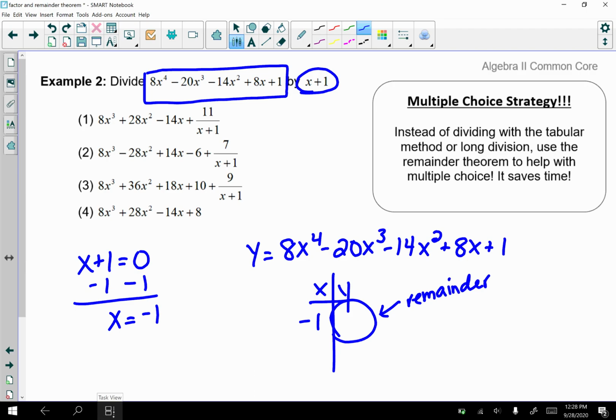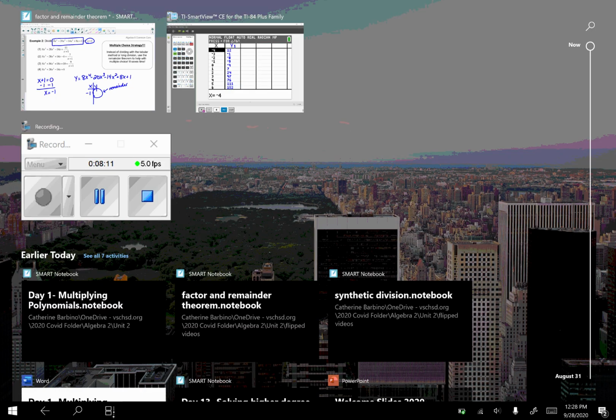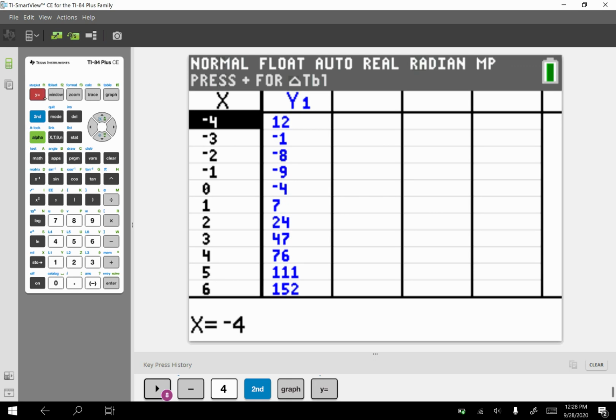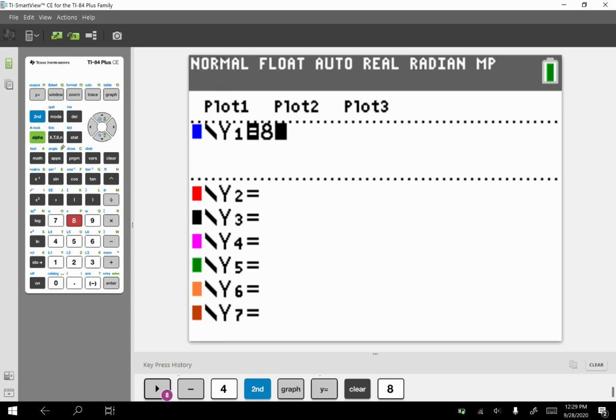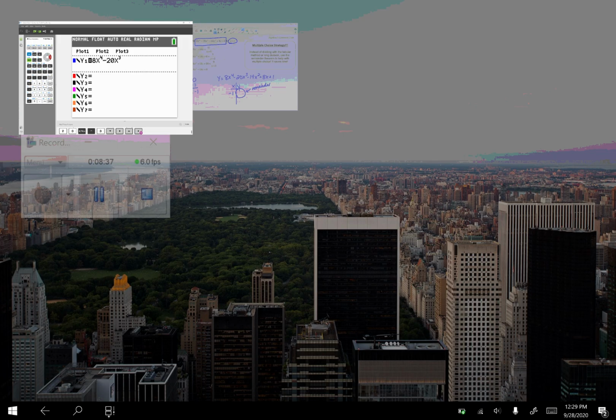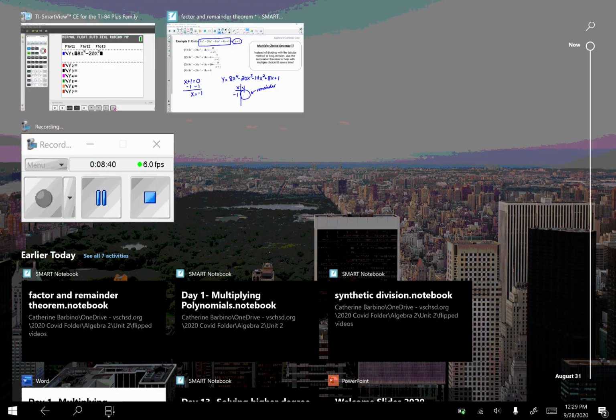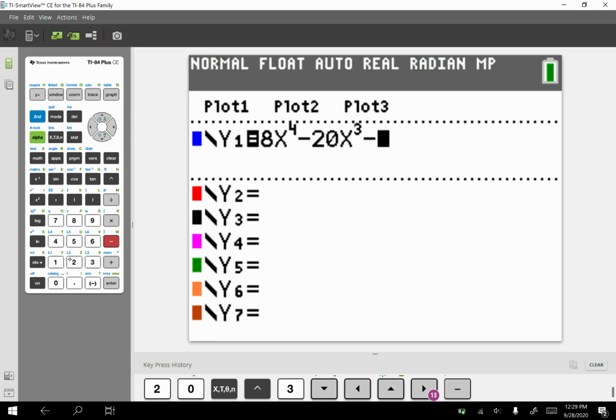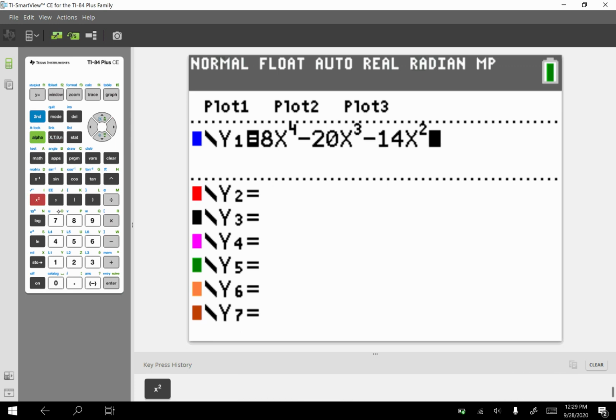So let's go to our calculator, go to y equals. We have 8x to the 4th. Make sure you hit the right arrow to get outside of the exponent. Minus 20x to the 3rd. Hit the right arrow, not the down arrow, because now I got to scroll back through. Then I have minus 14x squared plus 8x plus 1.